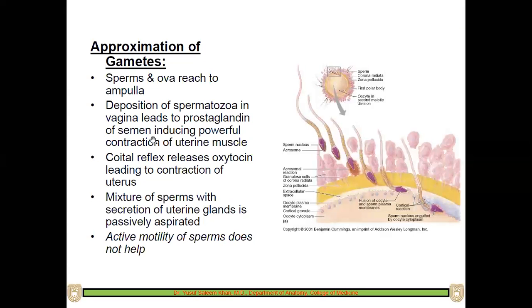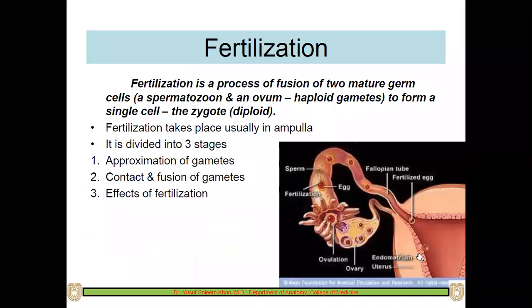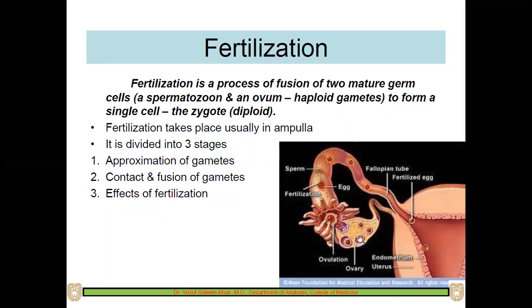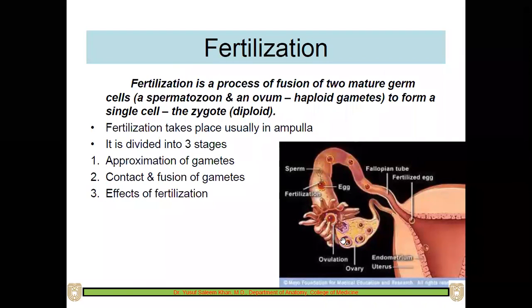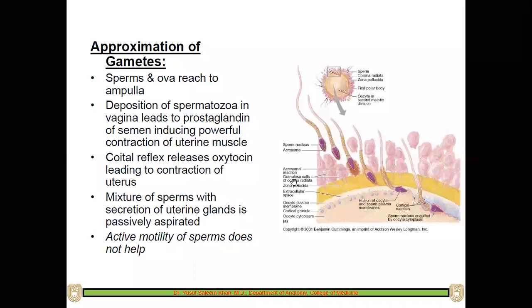The first stage is the approximation of the gametes. Okay, so as you know, the sperm and the ovum reach the ampulla. The sperm will come all the way from the vagina through the cervix into the uterine cavity and float all the way up to the site of fertilization, that is the ampulla, and the ovum will come from the ovary, enter the infundibulum and reach here. So the sperm and ovum reach the ampulla.